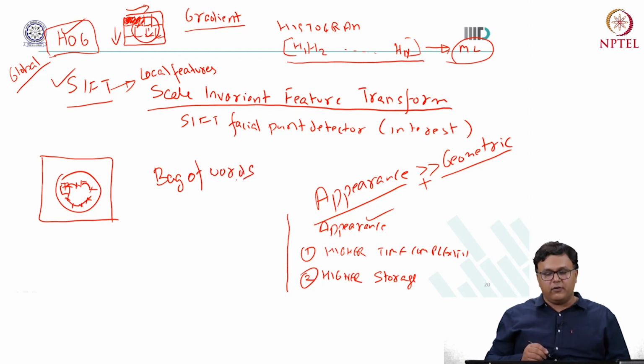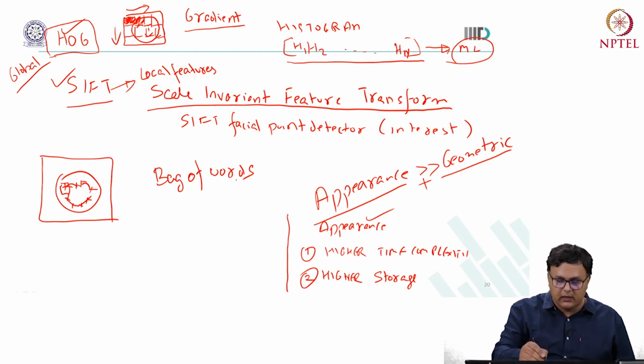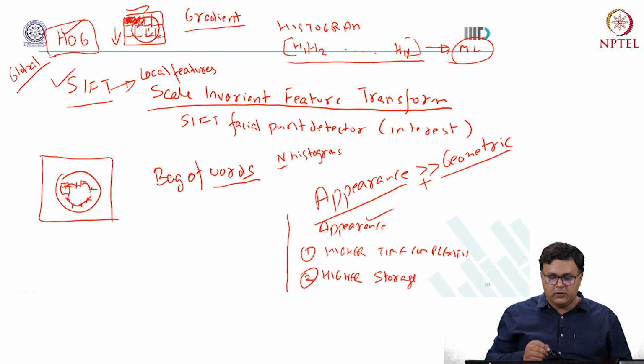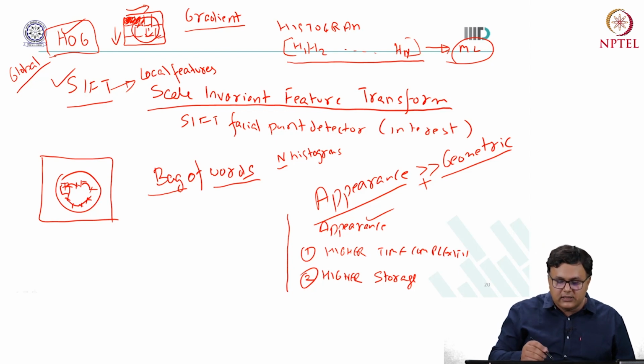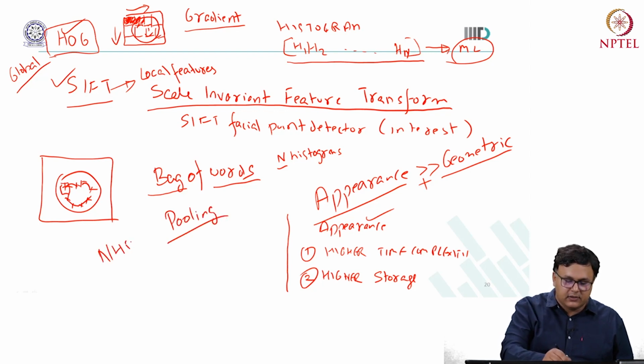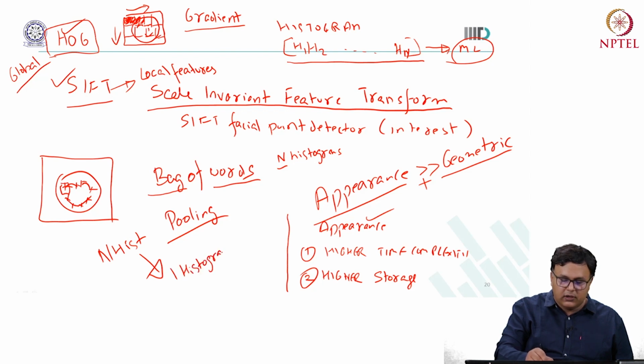Now, this concept is coming from the language domain. What you are saying is, well, I have n histograms which are around n locations in my face. Let each histogram be one word and each face be a bag. What I will do is I will create a pooling mechanism so that these n histograms can be created and compressed into one histogram, which I can further use to do training.